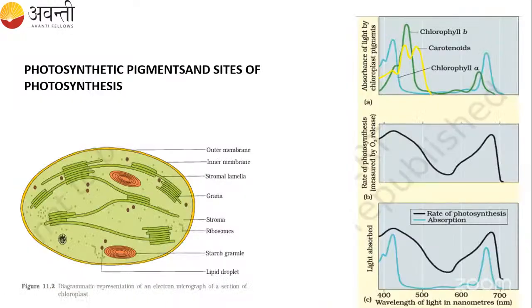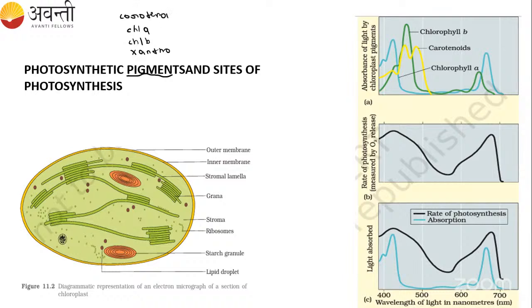Then coming to the photosynthetic pigments, guys. Which photosynthetic pigments are there? There are mainly chlorophyll A, chlorophyll B, and xanthophyll. Here I will write. Chlorophyll A, chlorophyll B, and xanthophyll. Then carotenoids.